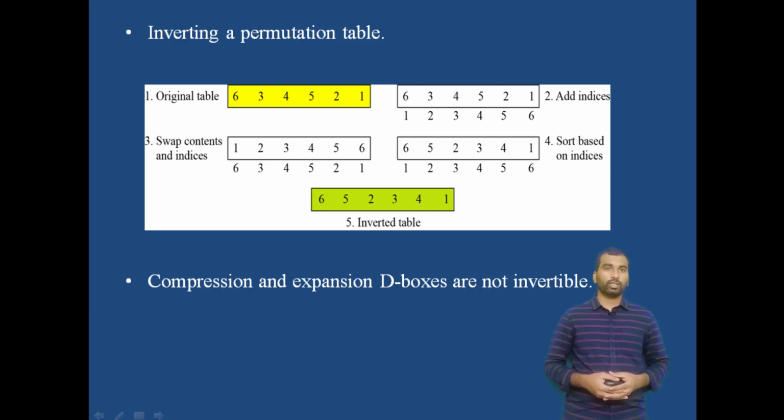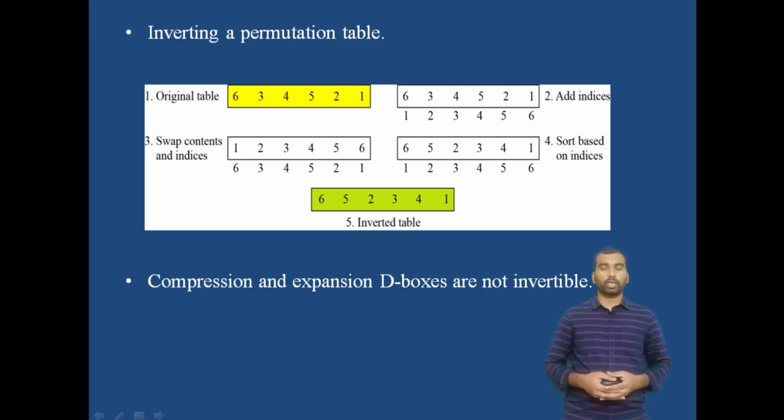The step 3 is swapping the contents and the indices. Now we swap both the contents and the indices. Finally, sort based on the indices. You sort the elements based on the index numbers, and finally you get the inverted table: 6, 5, 2, 3, 4, 1.